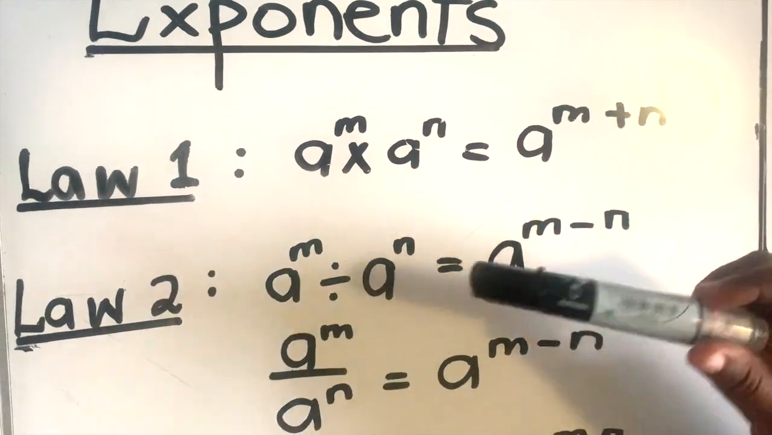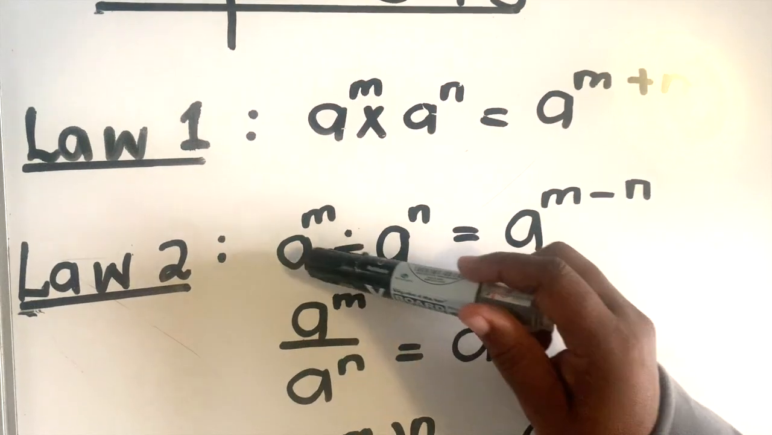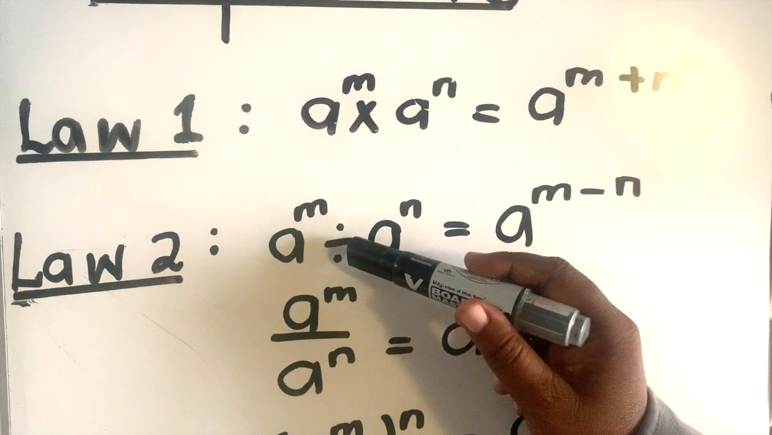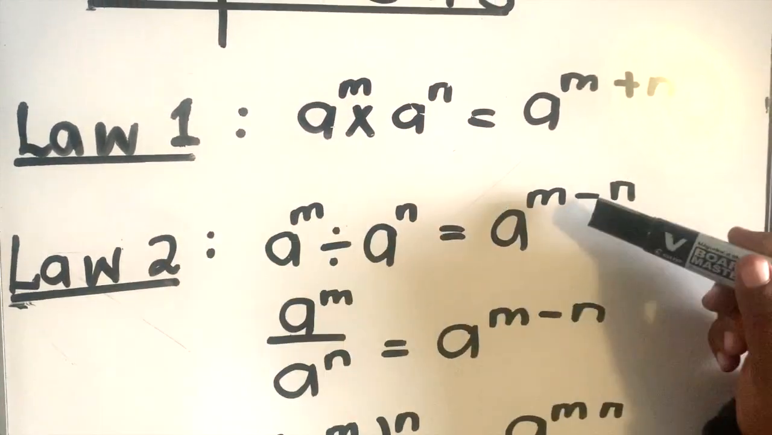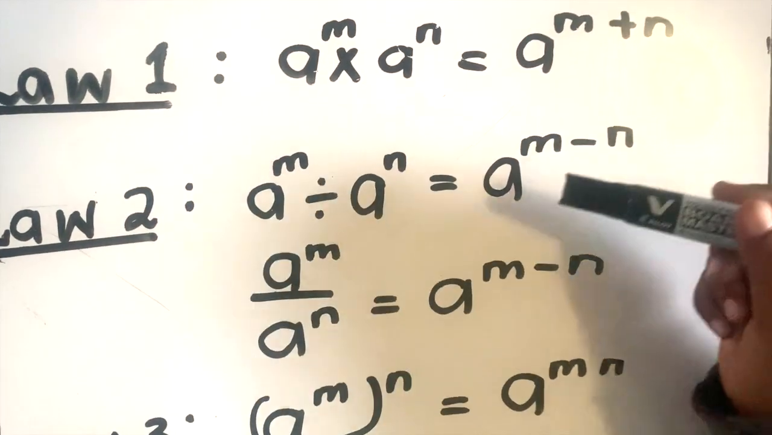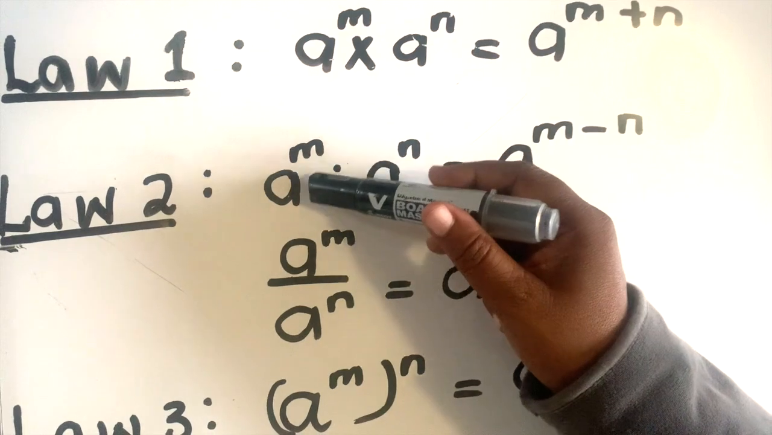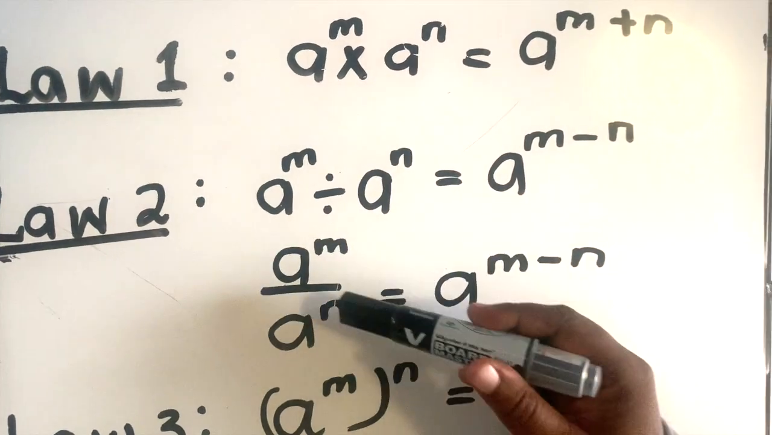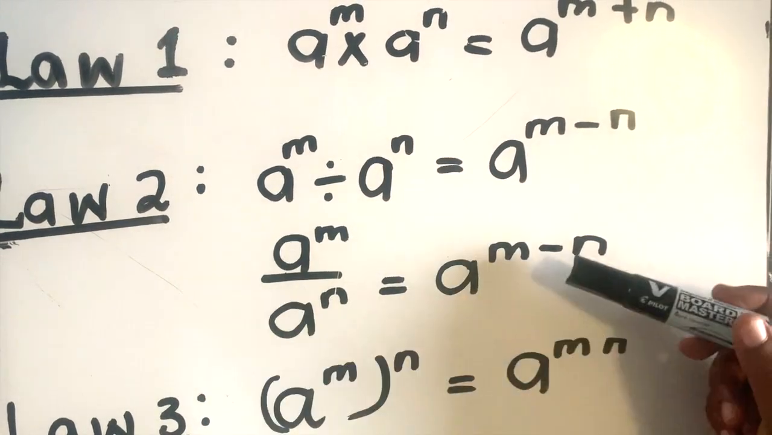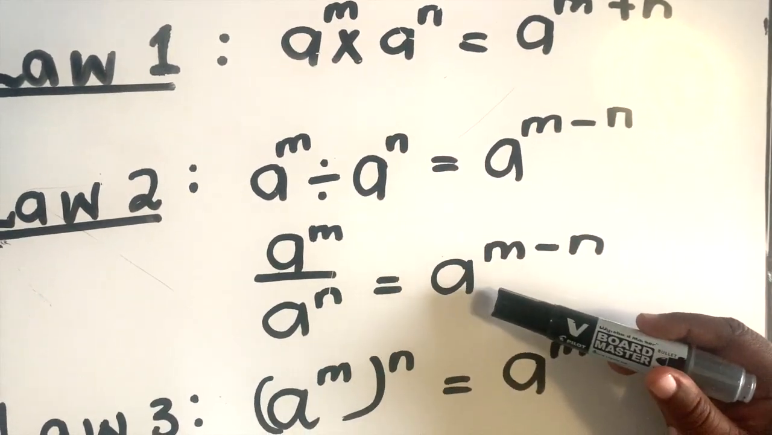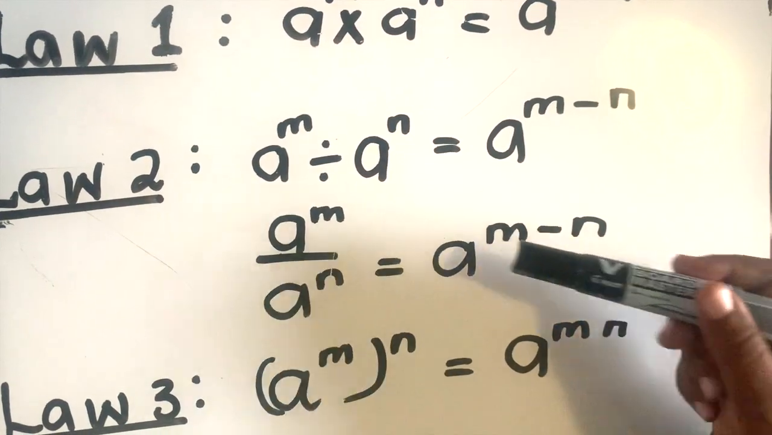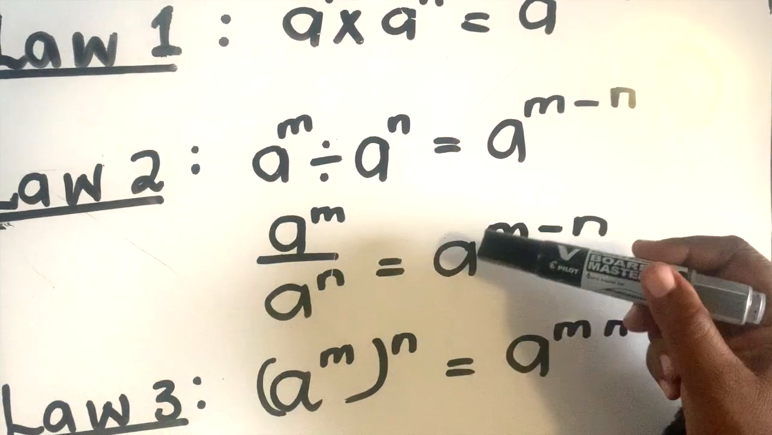The second one, you have a division between them and the bases are the same. When the bases are not the same, it doesn't work. Law 2, you divide and the bases are the same, you subtract the exponents: the first exponent minus the second one. Now, division can be written in this form or in that form. When they write a fraction like that, this means divide. So this will be the second law. When the bases are the same and you are dividing, you subtract the exponents. In some books, they call it power. The exponent can also be called the power, right?